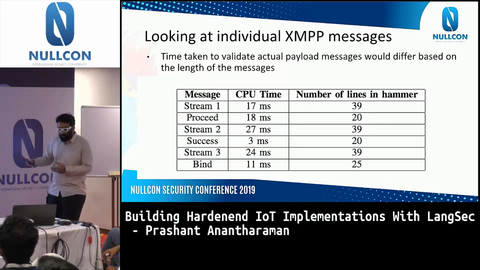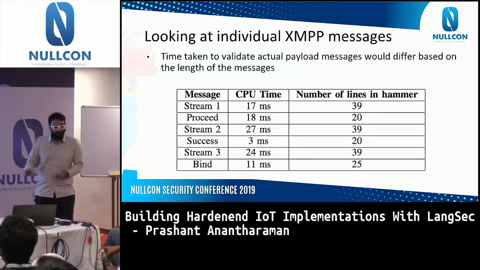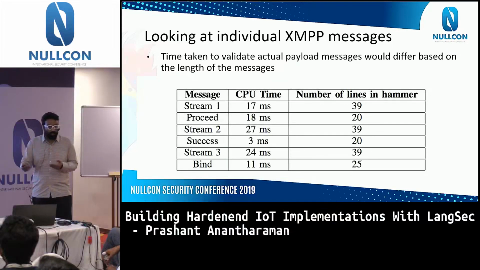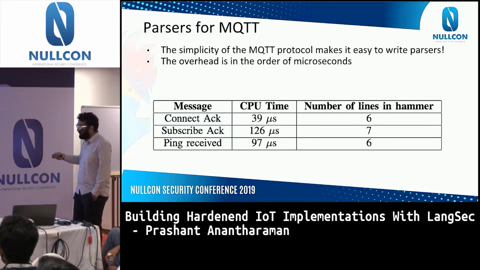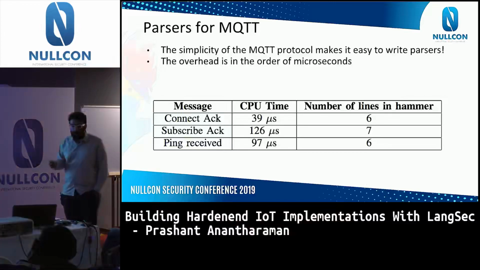Think about this particular benefit of actually making sure that the packets are fully valid, and the lines of code is still under 50. So it's not that much programmer effort to ask our programmers to implement these parsers in this particular way. And we did the same analysis for MQTT as well, where we found that the CPU time our parsers were consuming was still in the order of microseconds, and the lines of code were much fewer.